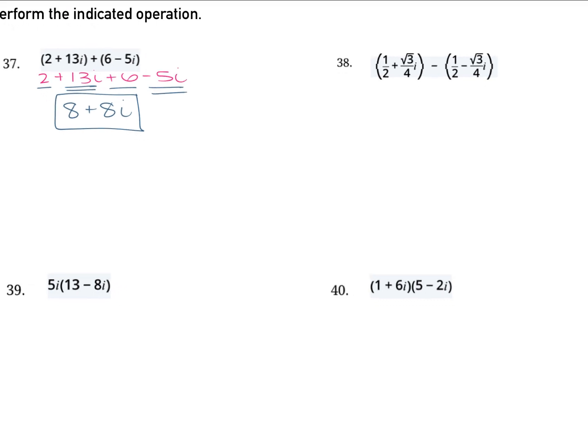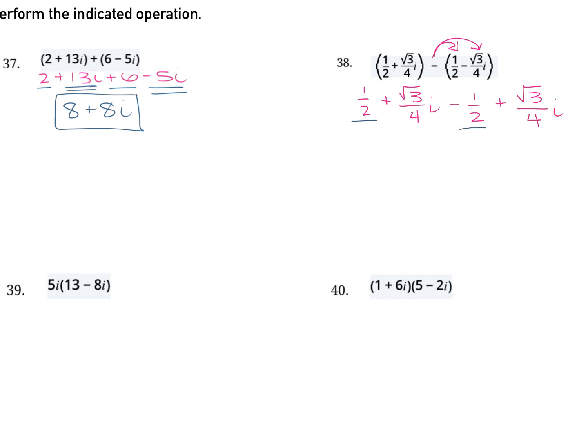For 38, we have 1/2 plus the square root of 3 over 4i minus 1/2 minus the square root of 3 over 4i. You have subtraction here. Within the parentheses, you cannot do anything. So first thing you can do is distribute the parentheses, or sorry, distribute the negative. So with that, it's going to give you 1/2 plus the square root of 3 over 4i minus 1/2 plus the square root of 3 over 4i.